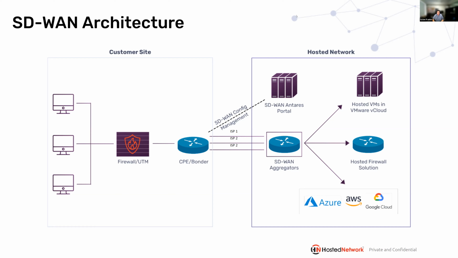You don't actually need a UTM or firewall on site at all. The Bonder itself can act as a router. It can provide the DHCP and everything, and do all the port forwarding, which is managed through the Entirus portal. So this guy here.